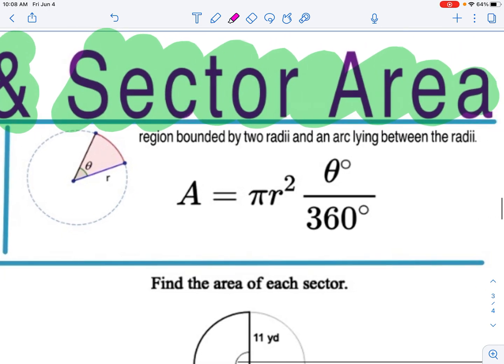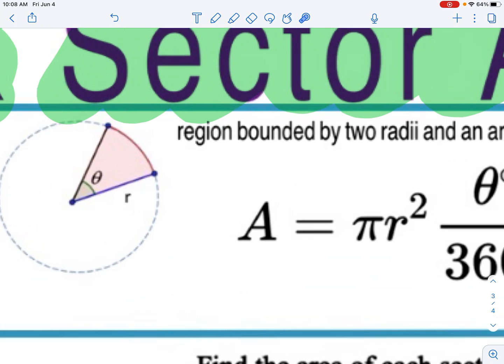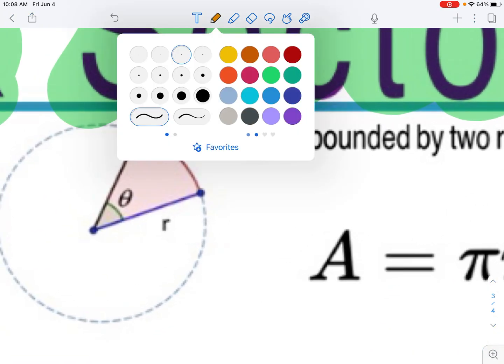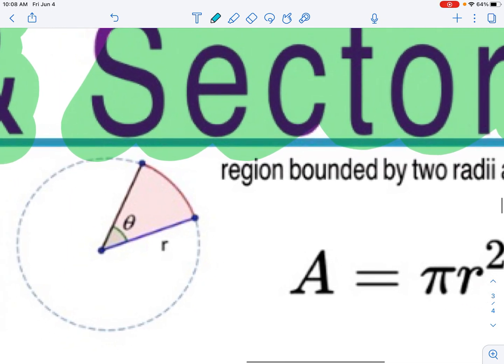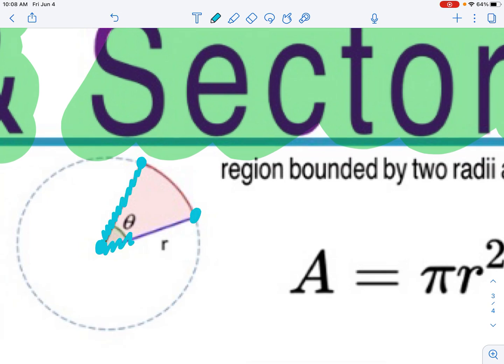Next, we're going to learn about the sector area. The sector area is the region bounded by 2 radii and an arc lying between the radii. What does that mean in fancy math language? It means it's the area between the 2 radii. So this is one radius, this is a second radius, and this is an arc. This space in between right here, this is the sector area.